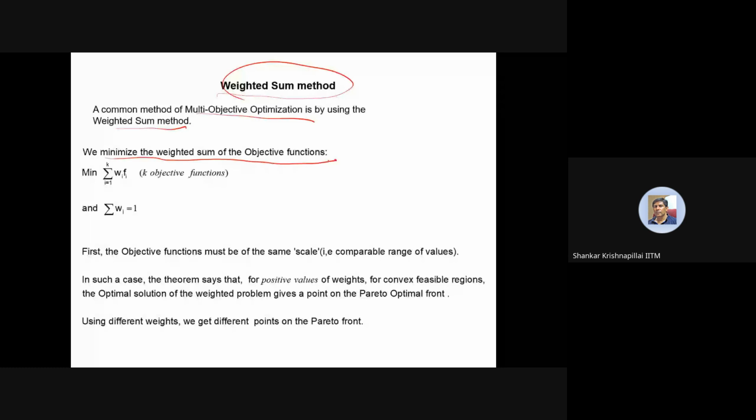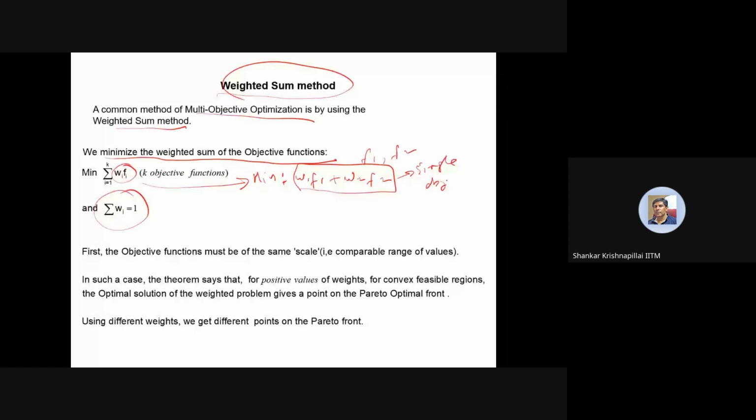Where i equal to 1 to k, k is the number of objective functions, and the sum of the weights should be equal to 1. Suppose we have two objective functions, f1 and f2. This means you have to minimize w1 f1 plus w2 f2. So two objective functions are added to become a single objective function.